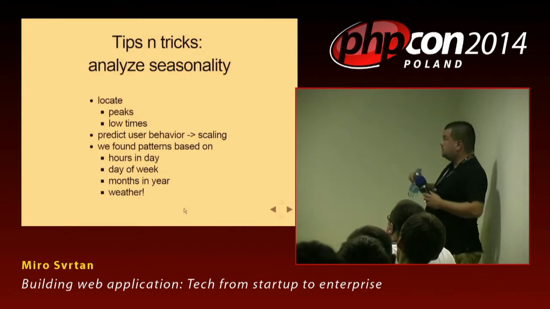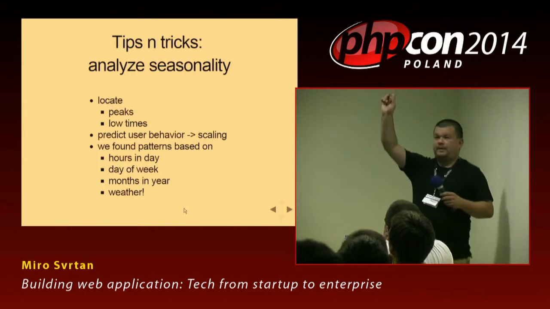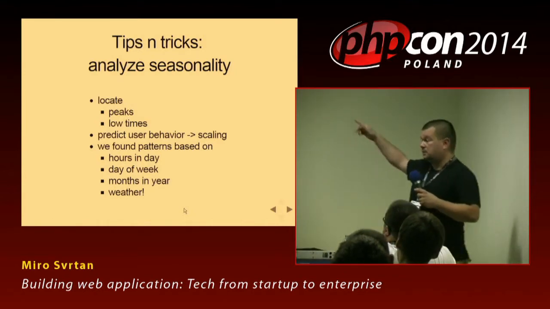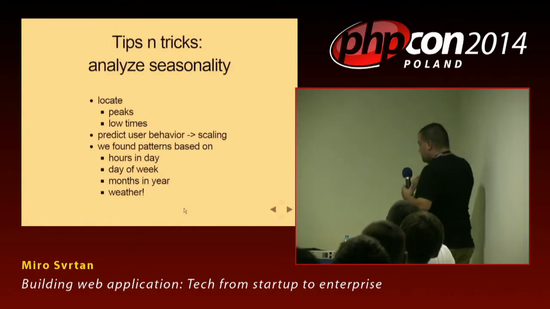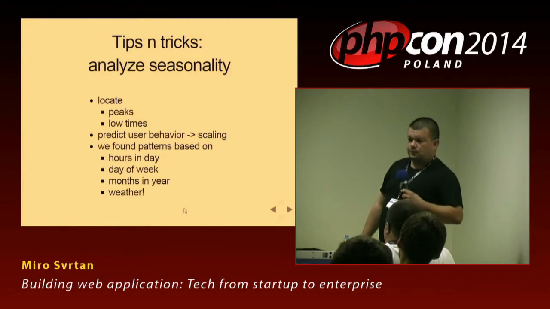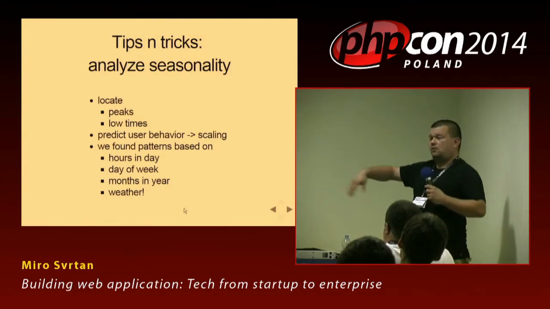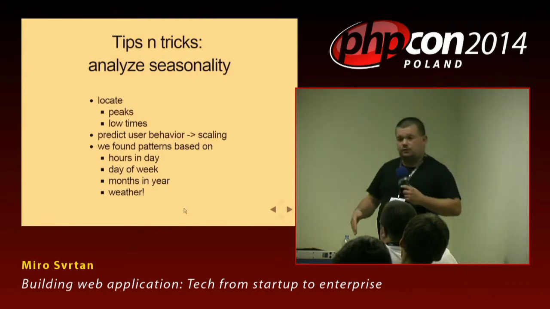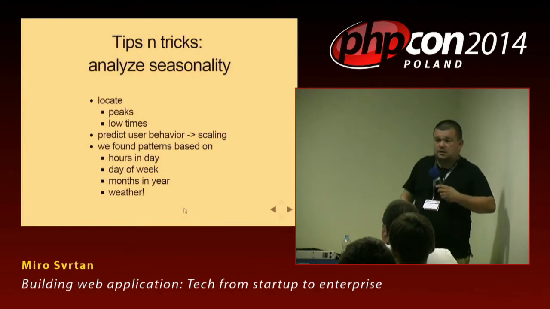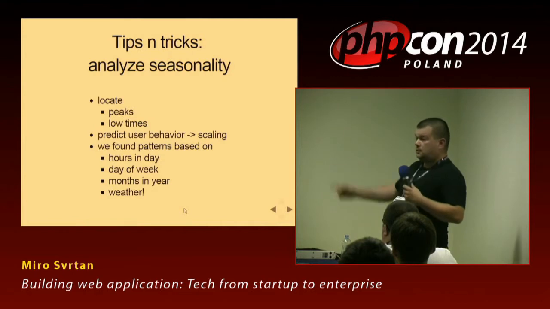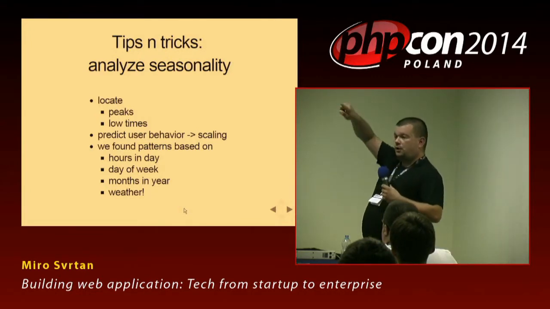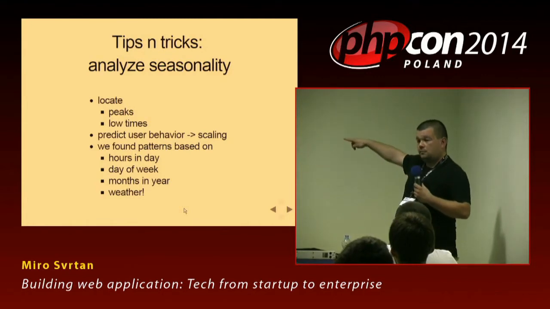Analyze seasonality. So what's seasonality? When are your peaks and your low times? You can predict your user behavior using seasonality. For instance, we found some patterns based on hours in the day. On a work day we have peaks in the morning and in the afternoon, but still the biggest peak is in the evening, when people have finished dinner and want to see what's happening on the internet. Day of the week: Sunday and Monday are top days for us. Saturday is like there's nobody. Months in a year: our traffic starts going up somewhere in September, peaks in January and February, and then goes down towards July and August.